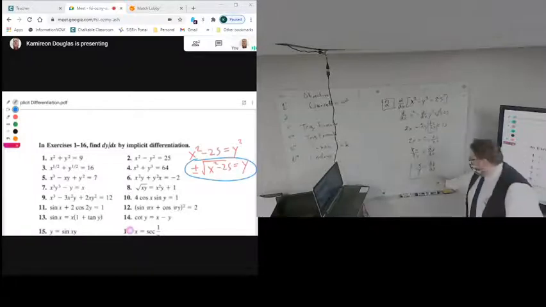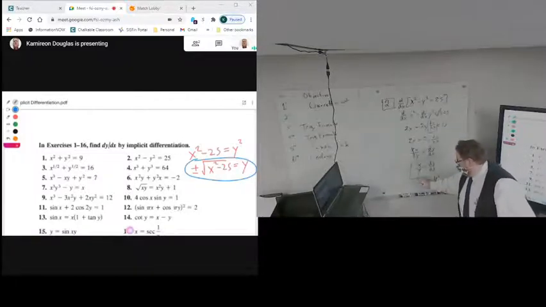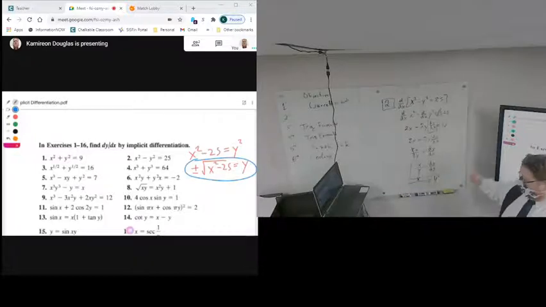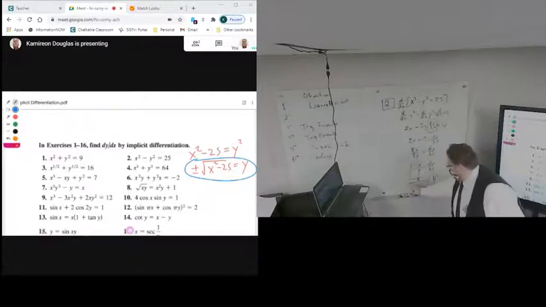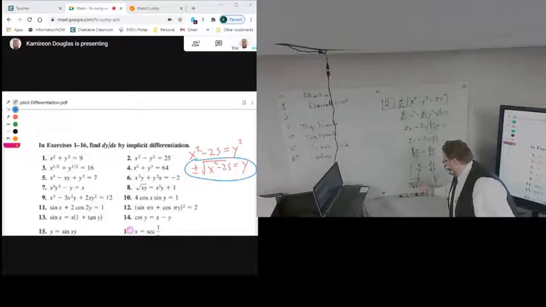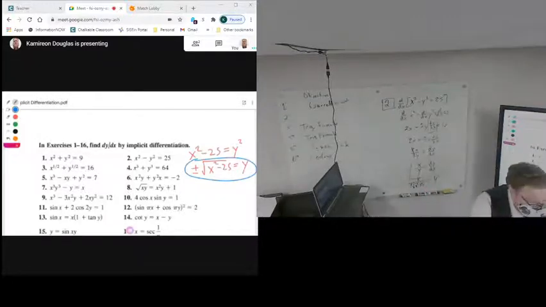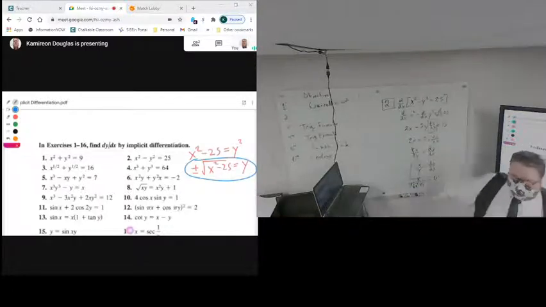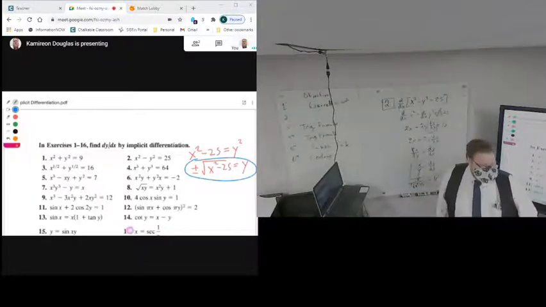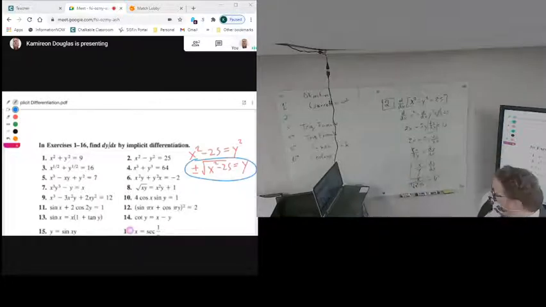If you want to know what y prime is, it'd be x over whatever y is. So in this case, plus or minus the square root of x squared minus 25. So again, it can still do it. It's just, again, one of these is significantly easier to work with.